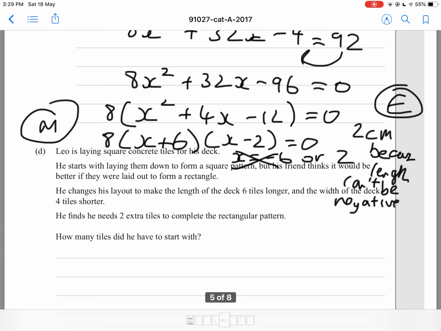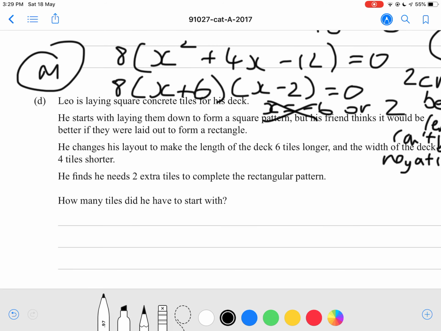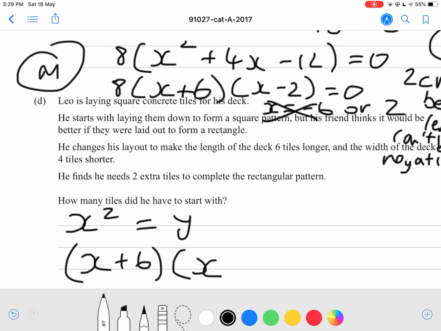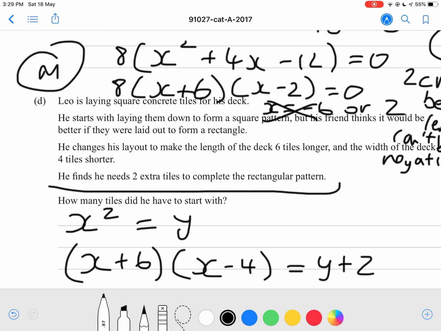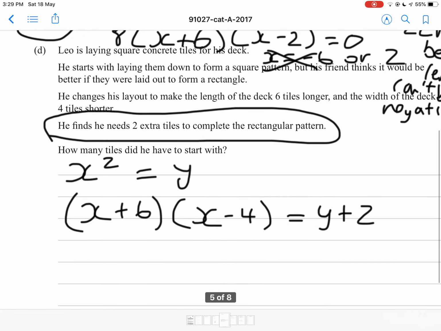Okay, so he starts by having a square pattern, okay? So basically, we don't know, so we have an x squared, okay, equals to something we want to find out, okay? So then he changes his layout to make the length of this deck 6 tiles longer. So we can say one side is x plus 6 tiles longer, and the other side becomes x 4 tiles shorter, so the other side becomes x minus 4. And that equals y plus 2, okay? Because he needs 2 more tiles to complete it. So that means he used 2 more tiles in the rectangular pattern than the square pattern. So in the square pattern, he used fewer tiles, okay?